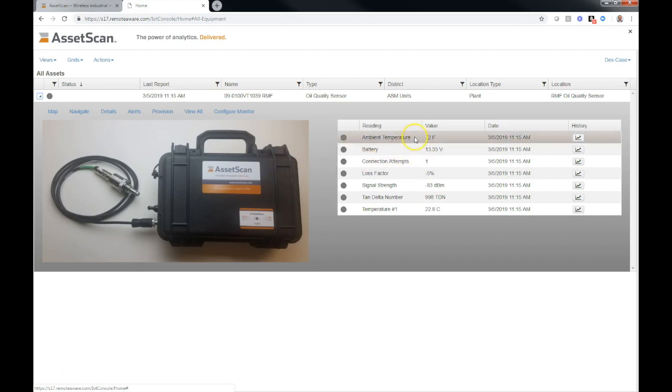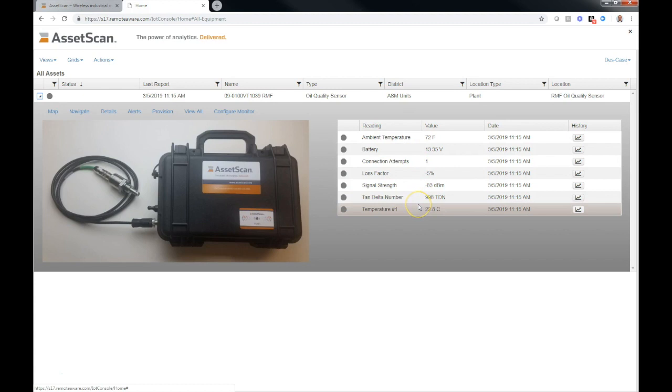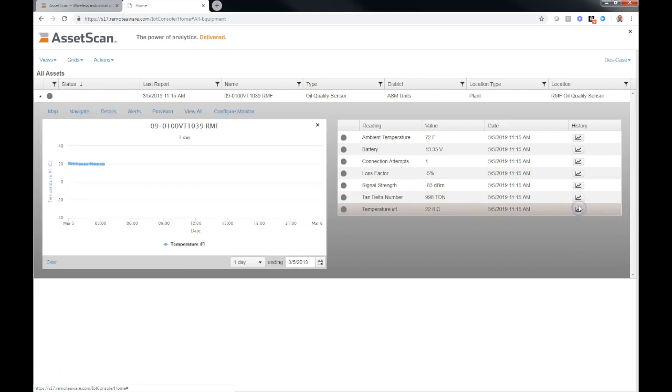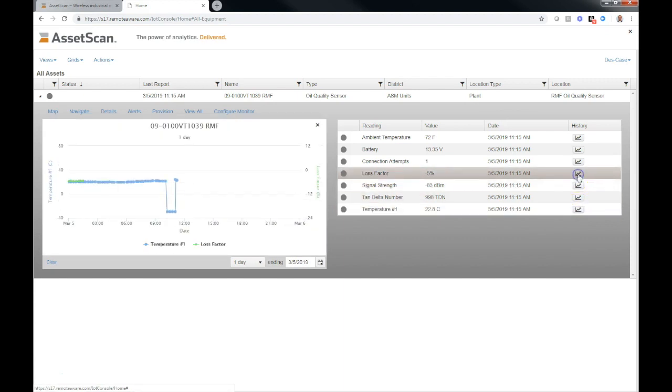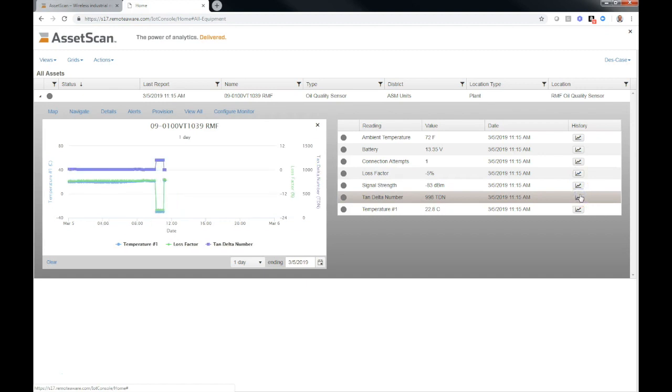And so in the cloud environment, this is our dashboard, and we are pulling up temperature, loss factor, and the tan delta number from the oil quality sensor. This is being trended and logged in AssetScan. And so here is our history over the last day of monitoring this.